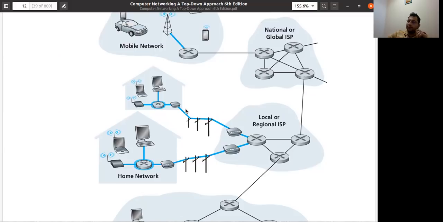With this technology for accessing the network, at both ends you require modems. These modems will convert your digital signal into analog signal and from analog back to digital, and vice versa. There is also one router here, but it is internal to the network. It doesn't have global presence.